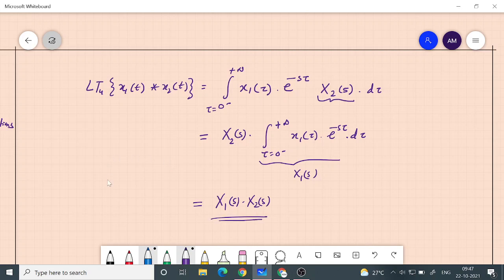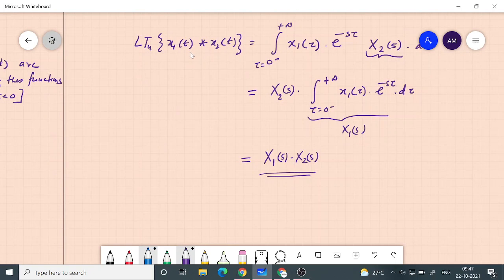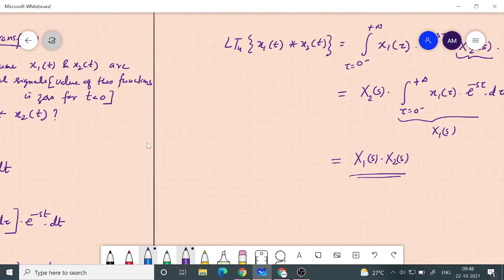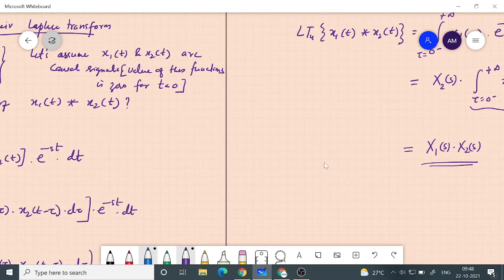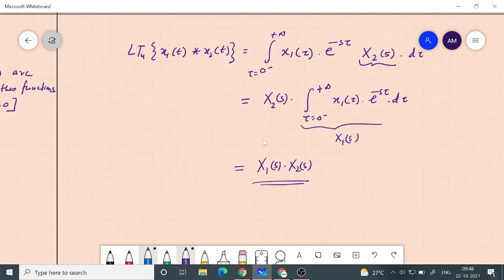This is a very important property: when you convolve two signals x1 of t and x2 of t and then take the Laplace transform, it is equivalent to just multiplying their individual Laplace transforms. The Laplace transform of the convolution result is the product of the individual Laplace transforms. So if you know the Laplace transform separately of x1 of t and x2 of t, the only condition is that they are causal signals. This property is valid only for causal signals.